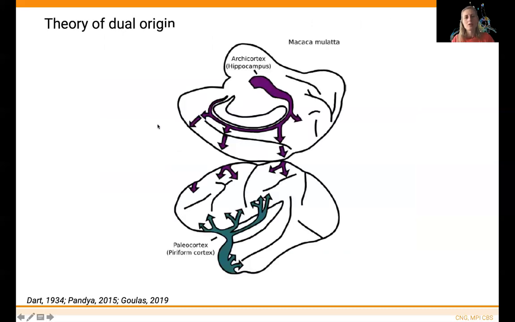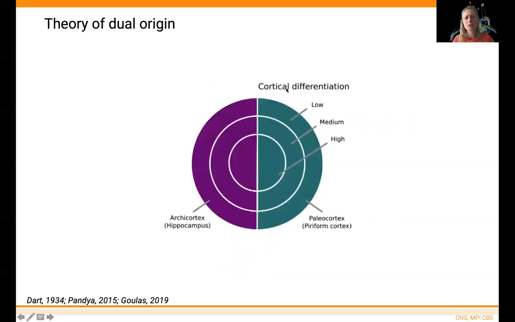So for this, we looked at the theory of dual origin, which is a seminal theory stating that cortical development stems from two origins. One is in the archicortex, the hippocampus, roughly, and it follows these arrows. And the other one is in the paleocortex, which is also the piriform cortex, and it follows these arrows roughly. So the dual origin relates to cortical differentiation. It goes from low, medium to high cortical differentiation from both origins, so to say.